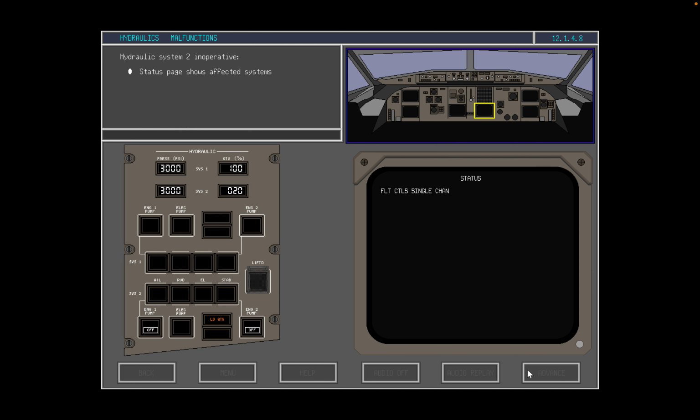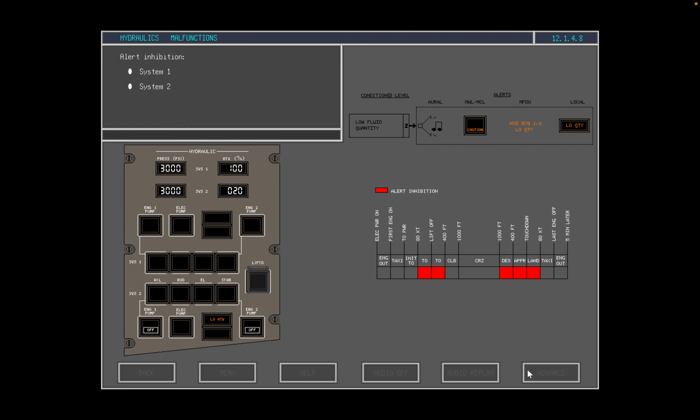The amber master caution lights at the glare shield panel flash and a double chime sounds. Flight controls operate on single channel and aileron control forces are doubled. Normal brakes are inoperative, but alternate brakes become available automatically. Low fluid quantity alerts are inhibited by the FWS during certain flight phases. The alert inhibition is identical for System 1 and System 2 low quantity.